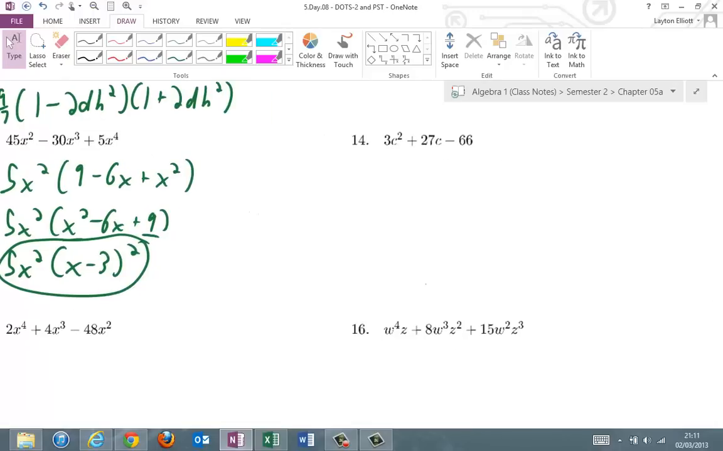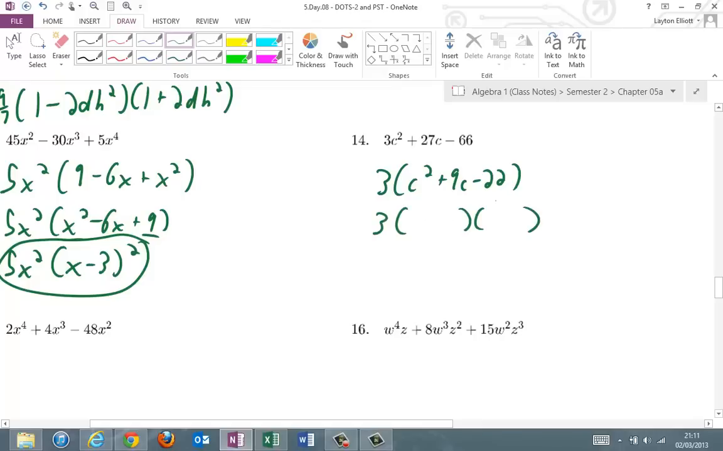Number 14, pull out a greatest common factor of a 3. I get c squared plus 9c minus 22. That means this is 3 times, now this is not a perfect square because 22 is not a perfect square, but 11 times 2 is pretty close to 9. So let's make it 11 and 2: plus 11 minus 2 gets me to 9.